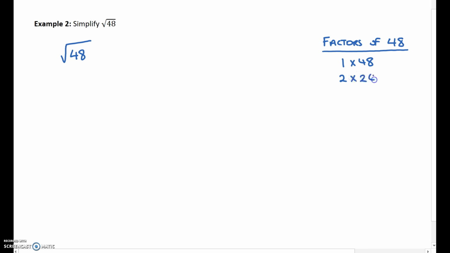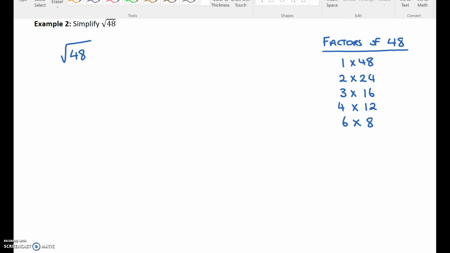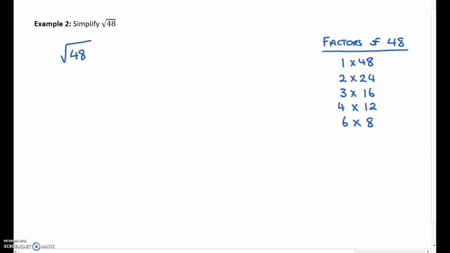2 times 24, 3 times 16, 4 times 12, and 6 times 8. So we have to pick out the perfect square. Okay, so there would be a perfect square.